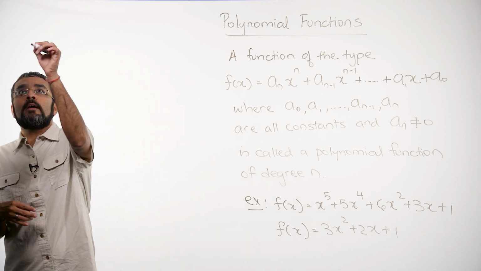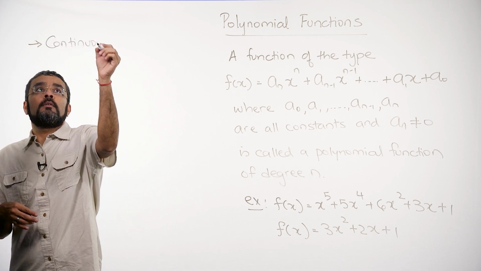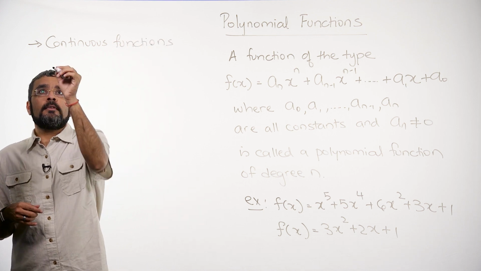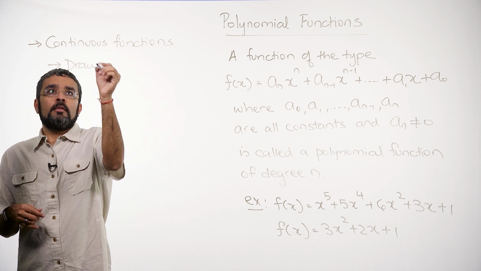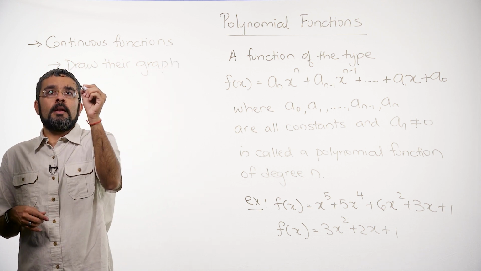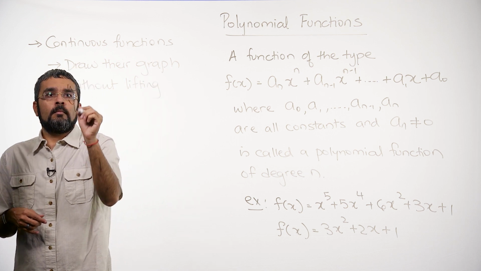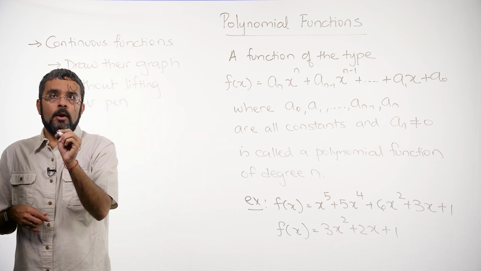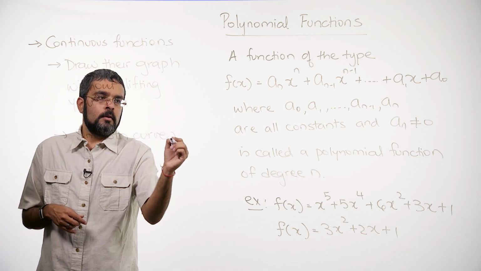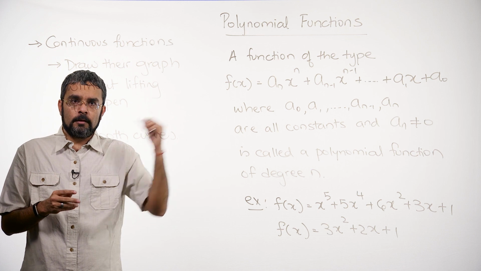If you graph them, well, polynomial functions are continuous functions, which means that their graphs, right, you can draw their graph without lifting your pen. And also they are smooth curves. So you will never get a sharp edge or a break in the curve. They're always smooth. You can always just draw them without lifting your pen.